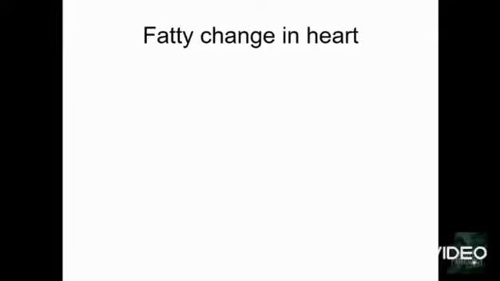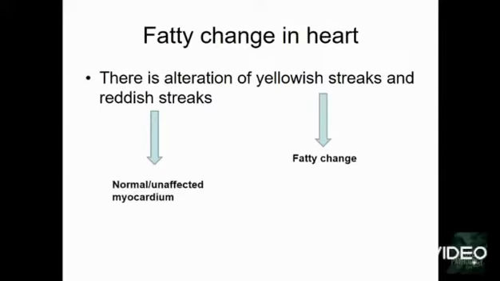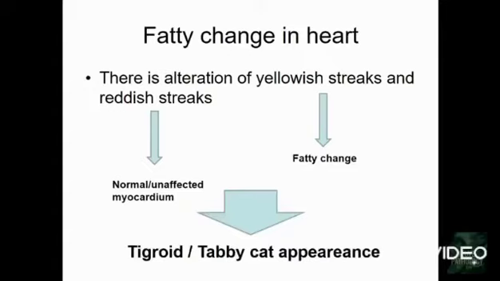Now we need to know that fatty change can also occur in other organs, particularly in the heart. So there is an alternation of yellowish streaks and reddish streaks in the heart. The yellowish streaks are the ones which have this characteristic fatty change. The reddish streaks are the ones which are normal or unaffected myocardium. So the combination of yellowish and reddish streaks results in something called tigroid or tabby cat appearance.